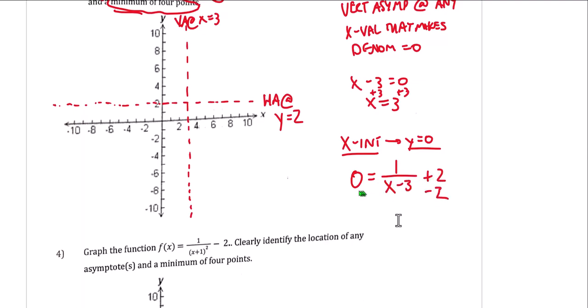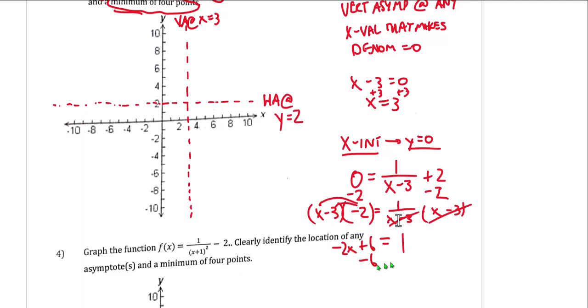Solving for x here, let me go ahead and subtract 2 from both sides. I get negative 2 equals 1 over x minus 3. Multiply both sides by x minus 3. Let me put these both in parentheses. So over there on the right, these two cancel. I get 1. Negative 2 times x, that's negative 2x. Negative 2 times negative 3, that's plus 6. Minus 6, minus 6. Negative 2x equals negative 5. Divide by negative 2, divide by negative 2. X equals 5 halves. So my x-intercept will occur at 5 halves, comma 0. 5 halves is 2.5, so there is my x-intercept.